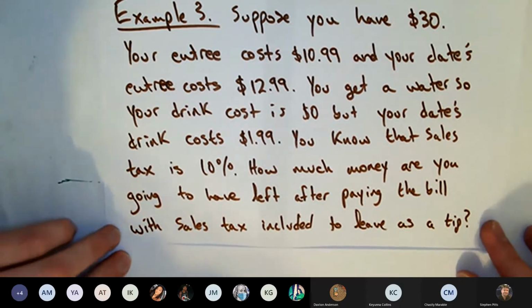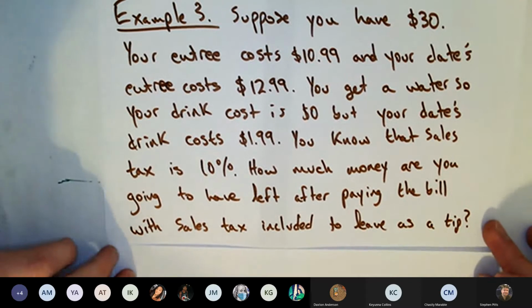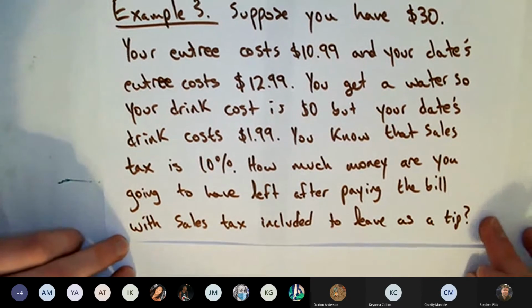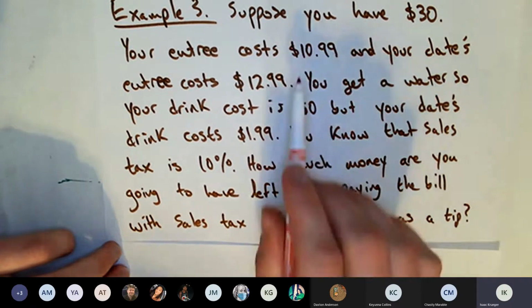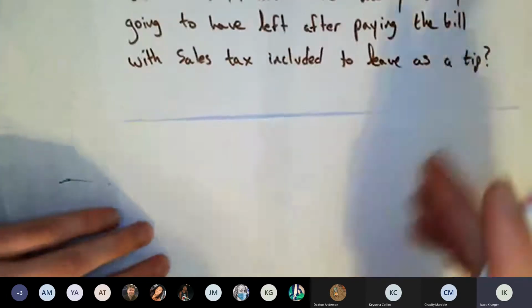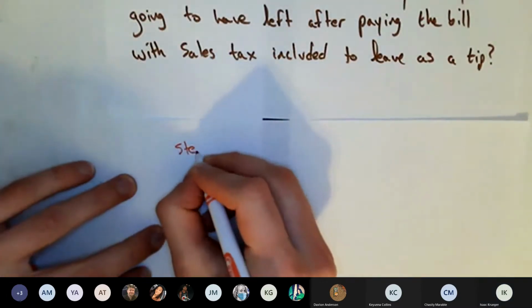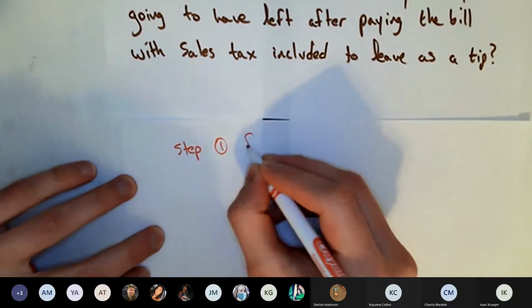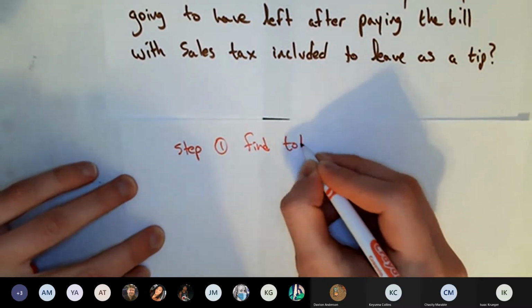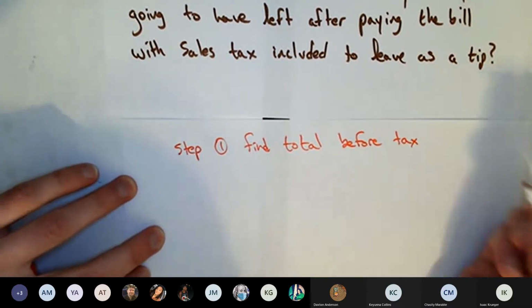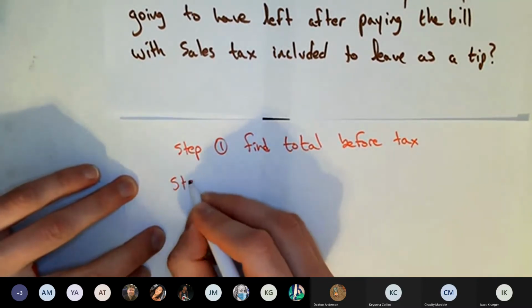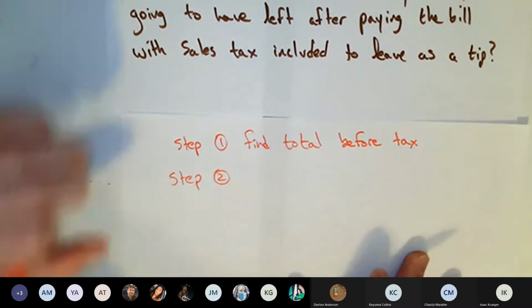All right. How about Isaac? What do you think we should do first? Like, what should our plan be here? I suppose add all of the costs together. Yes, so step one will be to find total before tax.